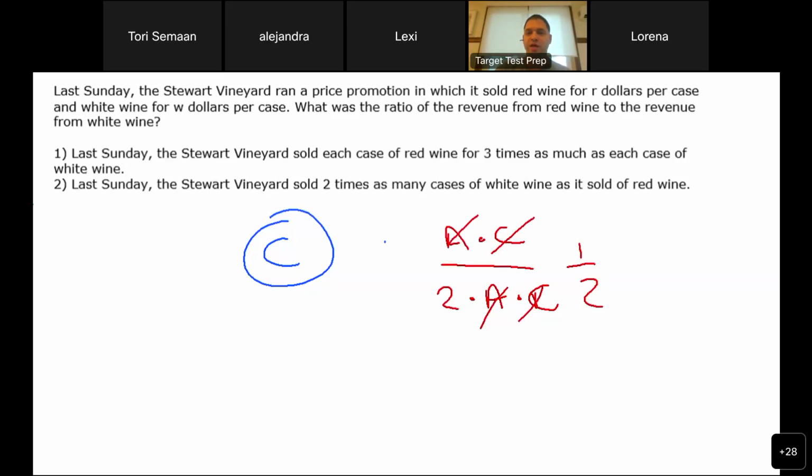But if you have A plus C over 2 times A plus C, it's the addition that screws everything up.